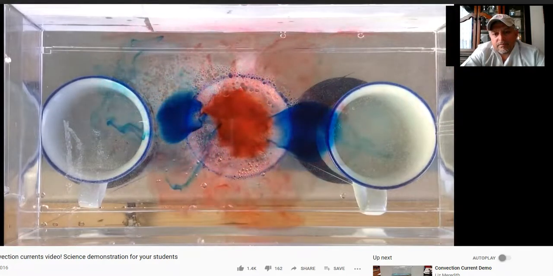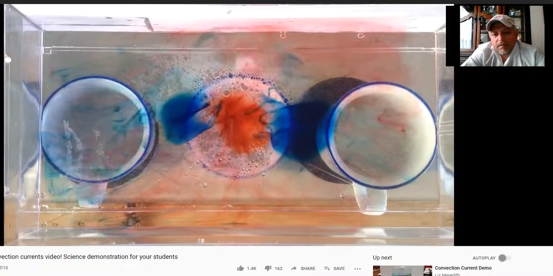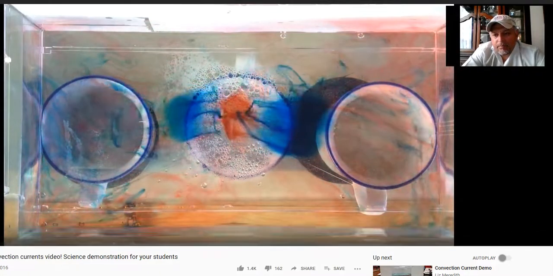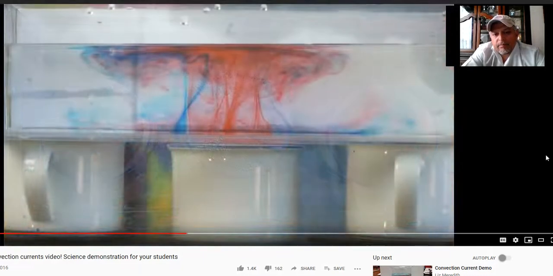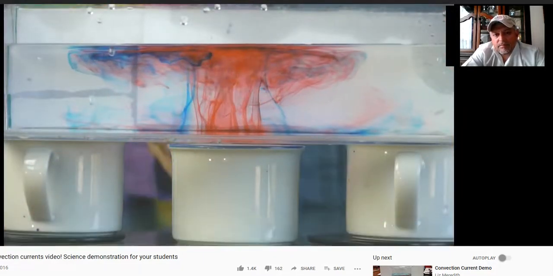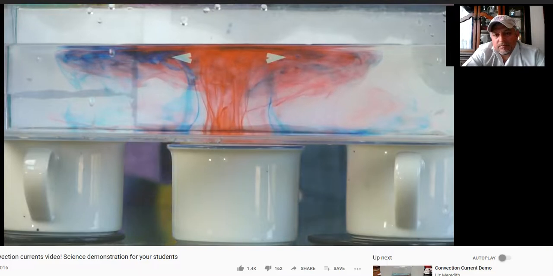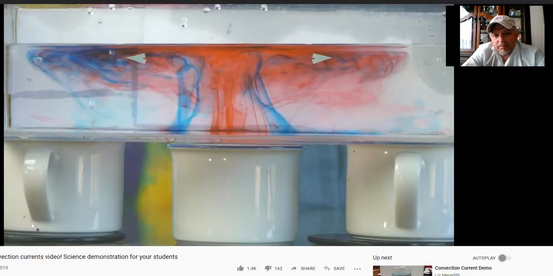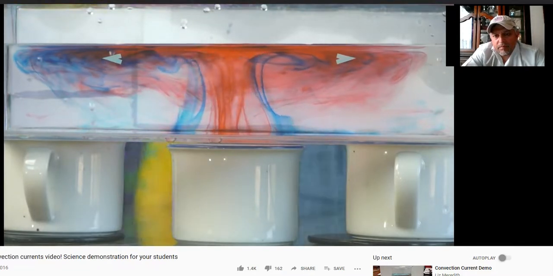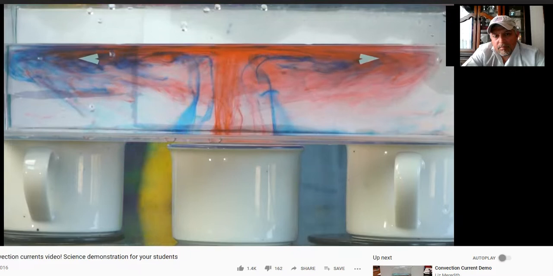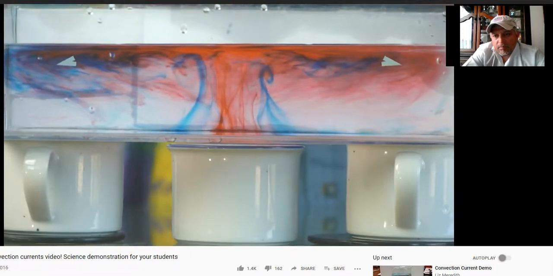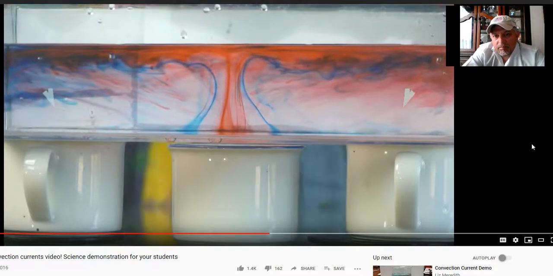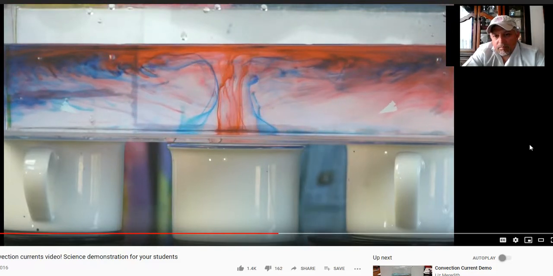Watch that blue food coloring get drawn in. Do you see it? The hot water reaches the top, and then it gets pushed toward the edges by more hot water rising from underneath it. As it goes out to the edges, it starts to get cool, and cool water sinks just as hot water rises. And if you watch really carefully, you can see it sink and get drawn back toward the middle.